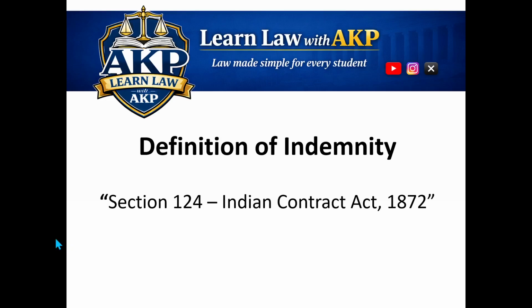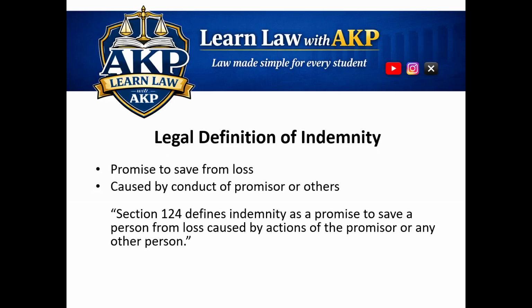First, let's look at the legal definition. According to Section 124, a contract of indemnity is a contract where one party promises to save another from loss caused by his conduct or the conduct of any other person. Now, let's break this definition into simple parts.